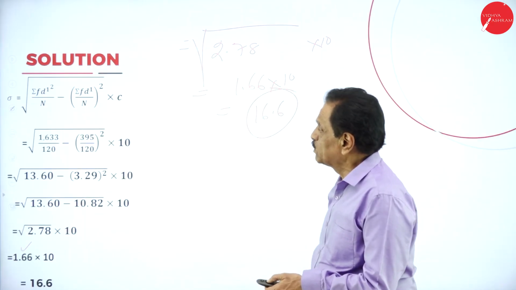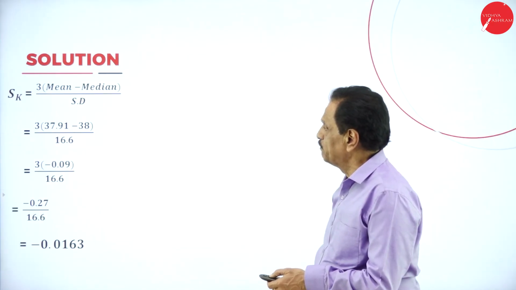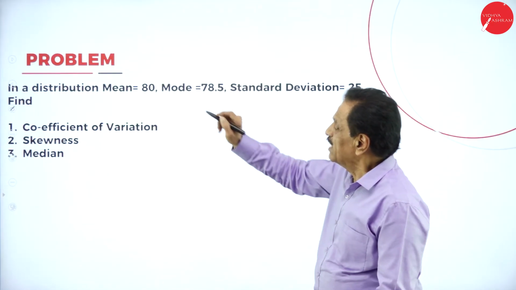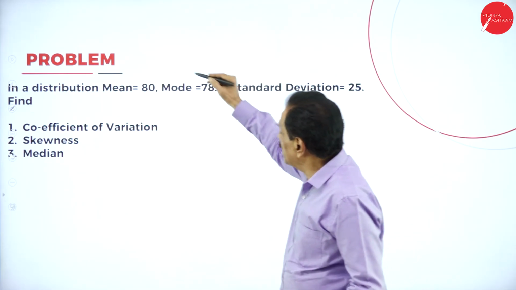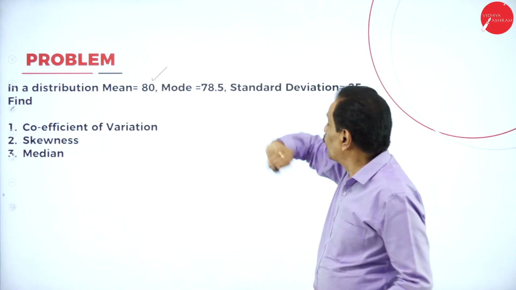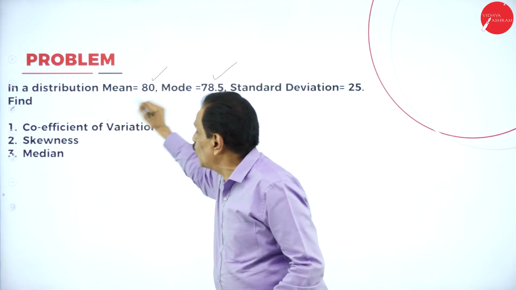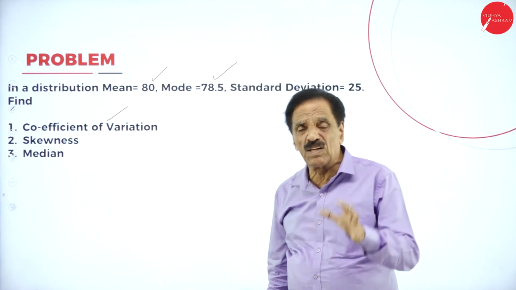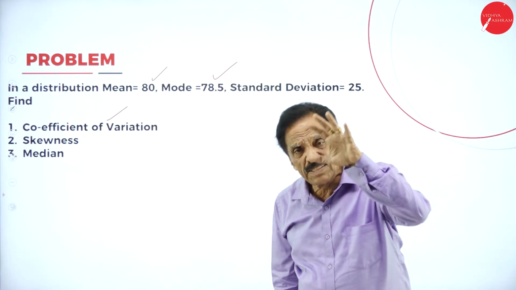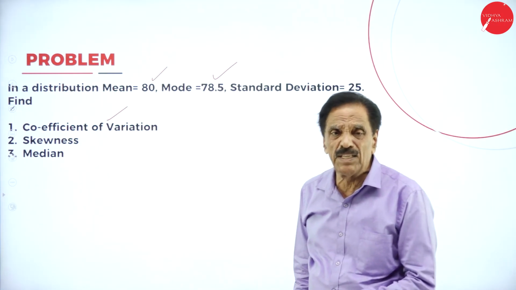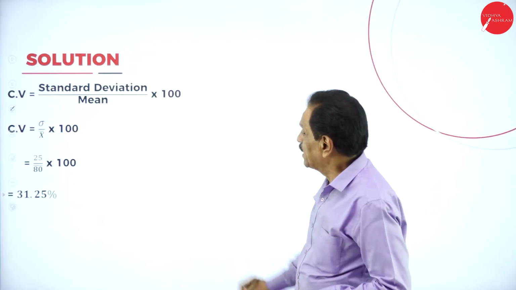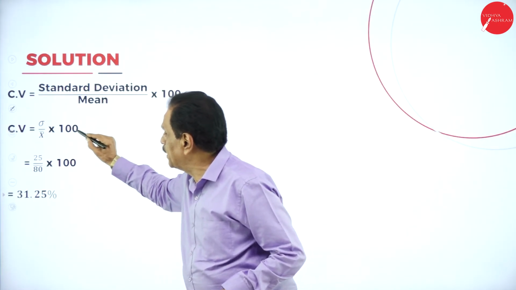Now, some small questions I'm going to solve. See that in a distribution, mean is 80, mode is 78.5, standard deviation is 25.5. Coefficient of variation. What is coefficient of variation? Standard deviation divided by mean into 100. CV is standard deviation divided by mean into 100.